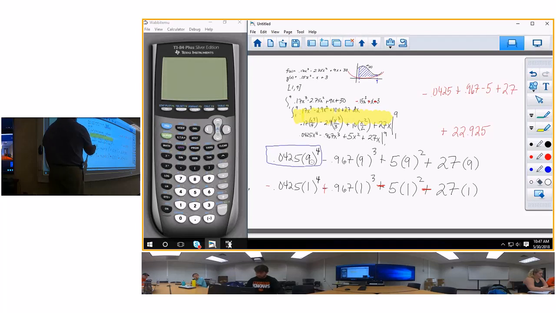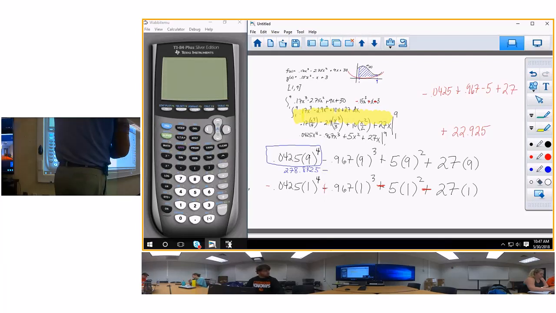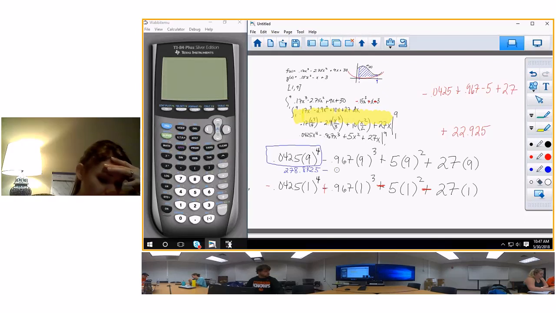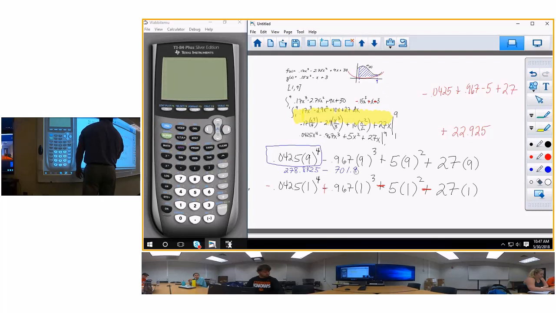9 to the 4th times 0.0425. What do you come up with? 278.8425. Okay, somebody do this second one for me. It's going to be a minus symbol, so don't worry about the sign. 704.943. Everybody got that?